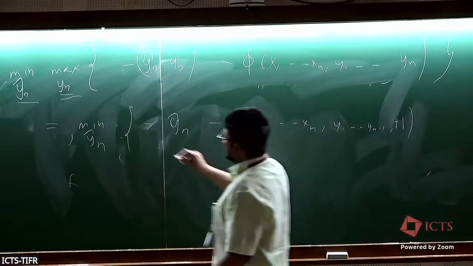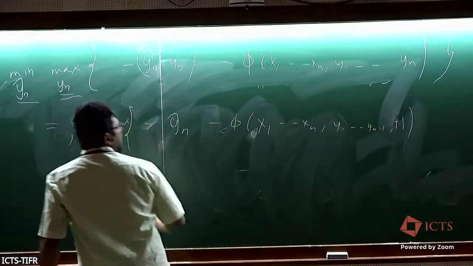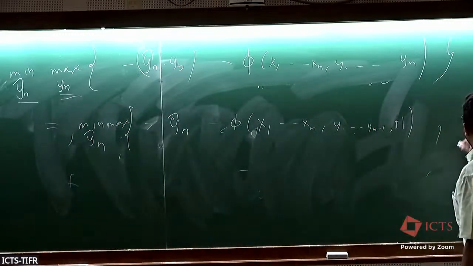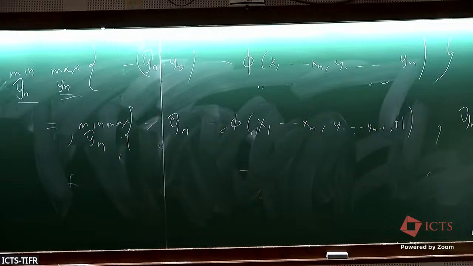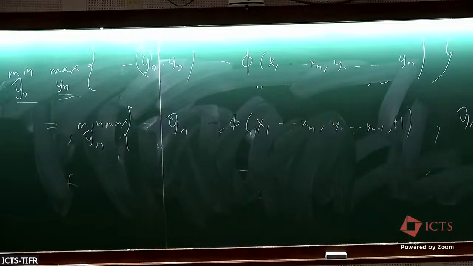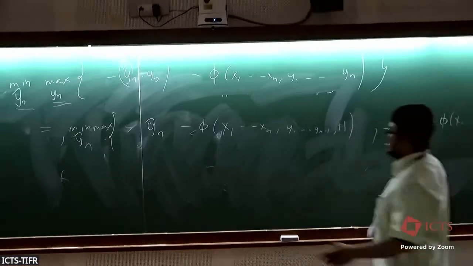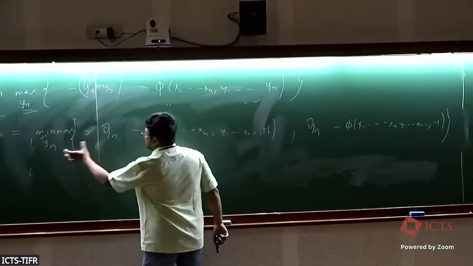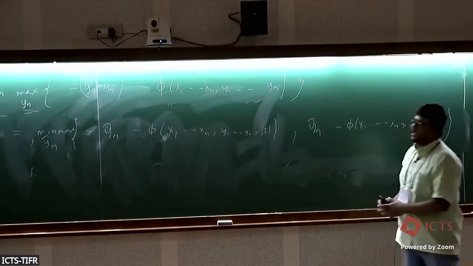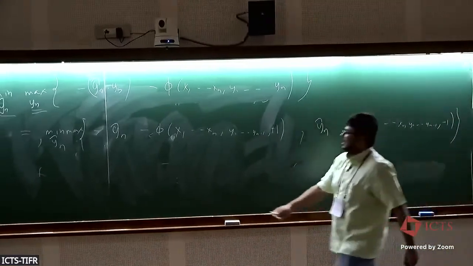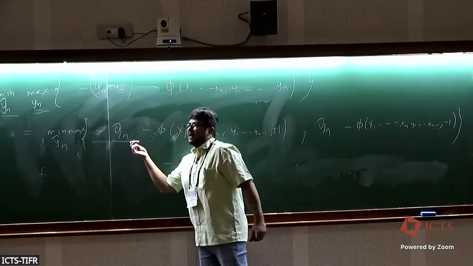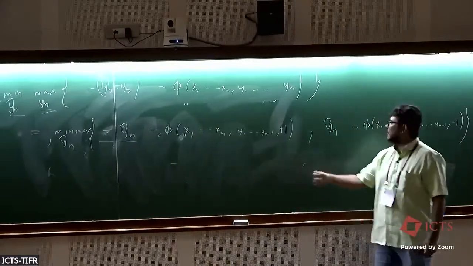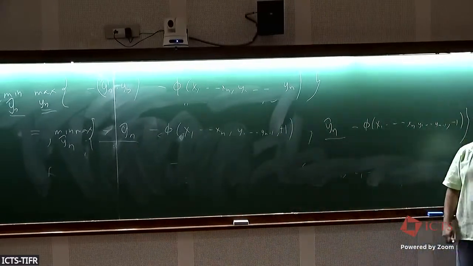So sorry, I should write a max here. Between this guy and plus y hat n minus phi of x1 up to xn, y1 up to yn minus 1, comma, minus 1. Okay. And now we are trying to find a y hat n that minimizes the max of these two guys. One thing to note here is that this quantity is behaving like minus y hat n. It decreases with y hat n. This quantity increases with y hat n, right?